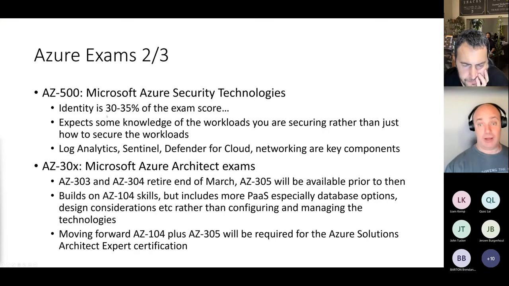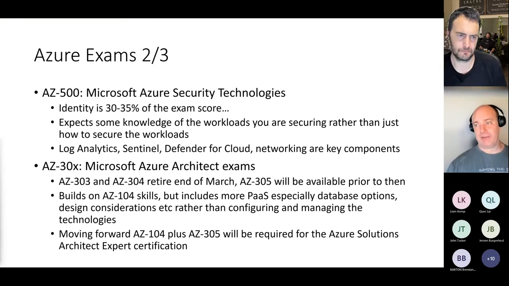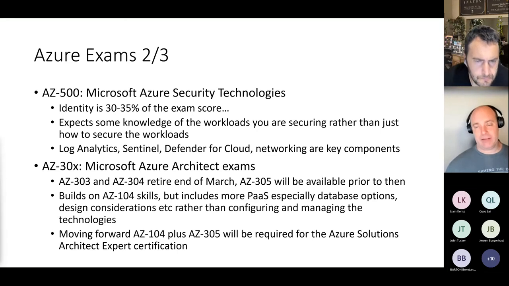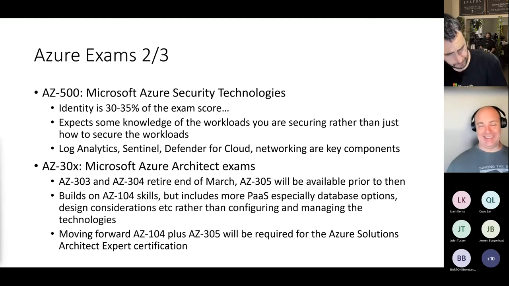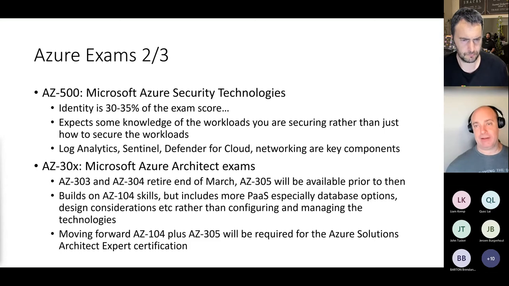Now, AZ500, identity is around a third of the exam score. But again, things like app registrations, not just your Azure AD knowledge through Microsoft 365. But if you know basics about things like network security groups, network appliances, et cetera, and the Azure AD stuff, you're well on your way to passing this exam. But this exam is getting a lot broader than it used to be. When I did the exam, it was like 30% Azure AD, and then roughly 70% network security groups. And the network security group questions were so painful. But now it's expanded. There's a lot more Defender for Cloud, Sentinel, more Log Analytics.